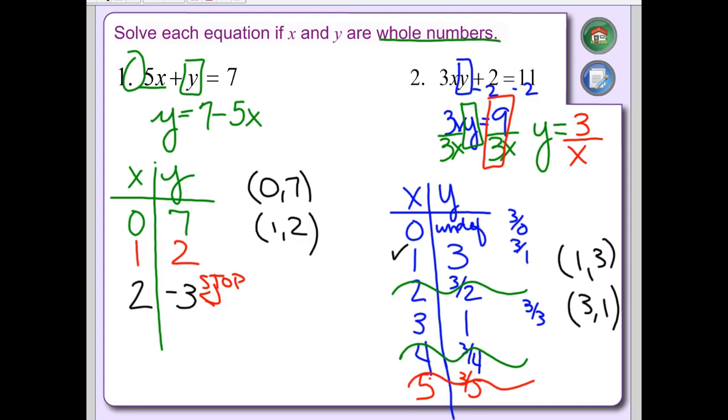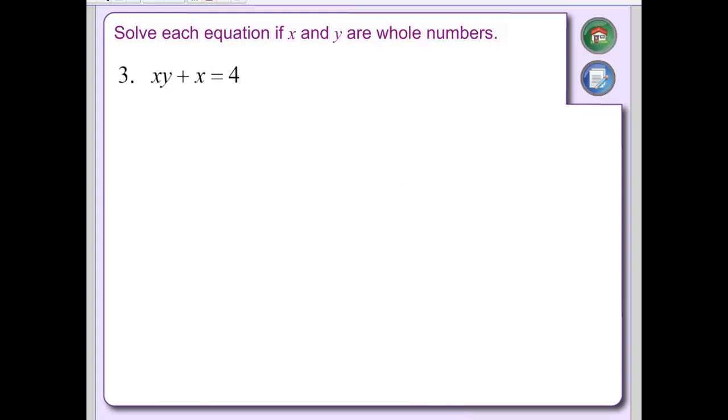Okay, good job. All right, let's go ahead and look at our next slide. Let's try one more as we're getting through here. All right, let's look at this one, okay? Solve each equation if x and y are whole numbers. So once again, we're looking for whole number solutions. So what's the first step? We got to solve for y.